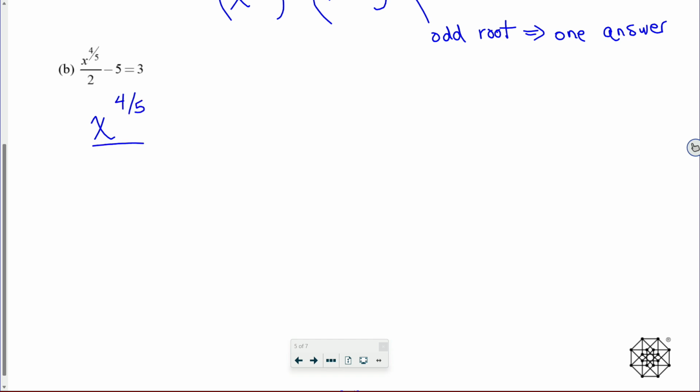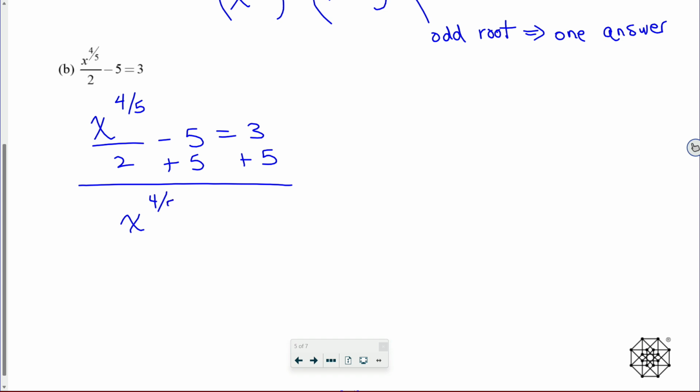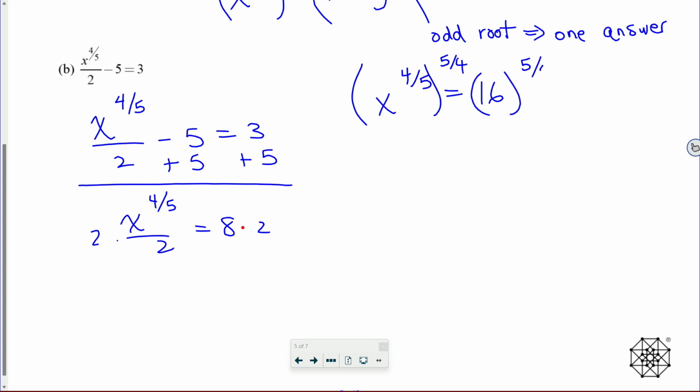x to the 4/5 divided by 2 minus 5 is equal to 3. Add 5 to both sides. That's going to give me x to the 4/5 divided by 2 is equal to 8. Let's multiply by 2 on both sides. That's going to give me x to the 4/5 is equal to 16. Let me raise both sides to the 5/4. Now here we go, right?